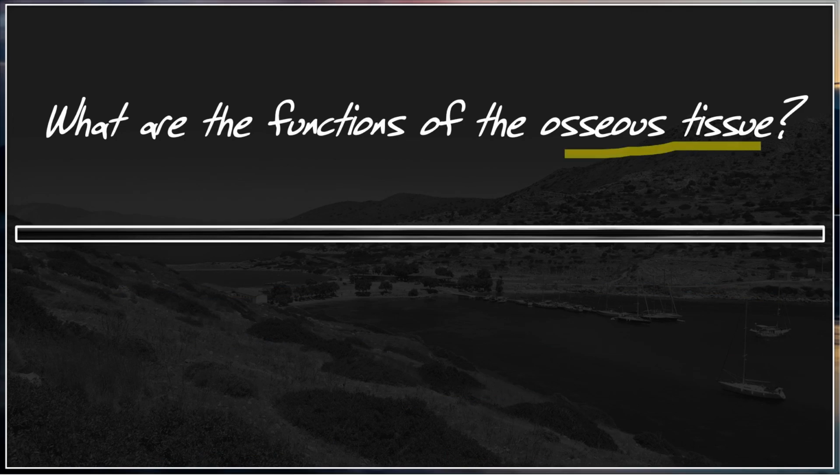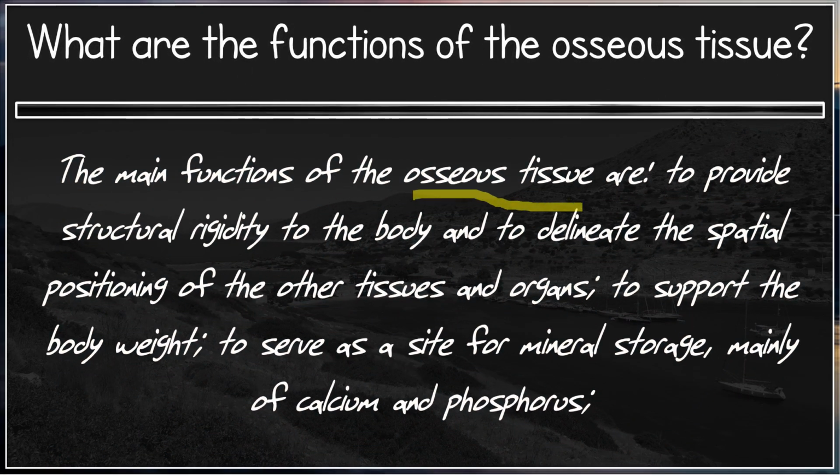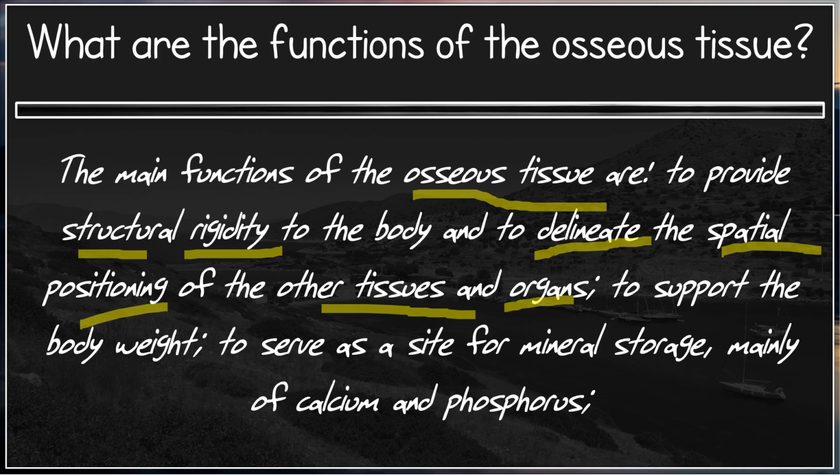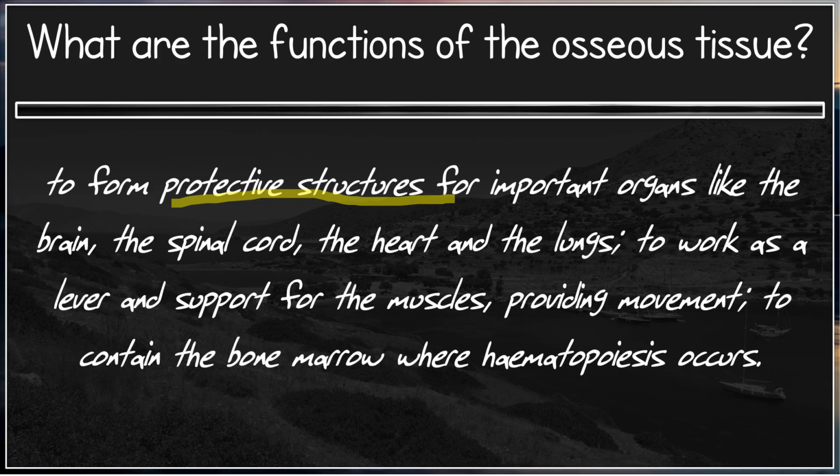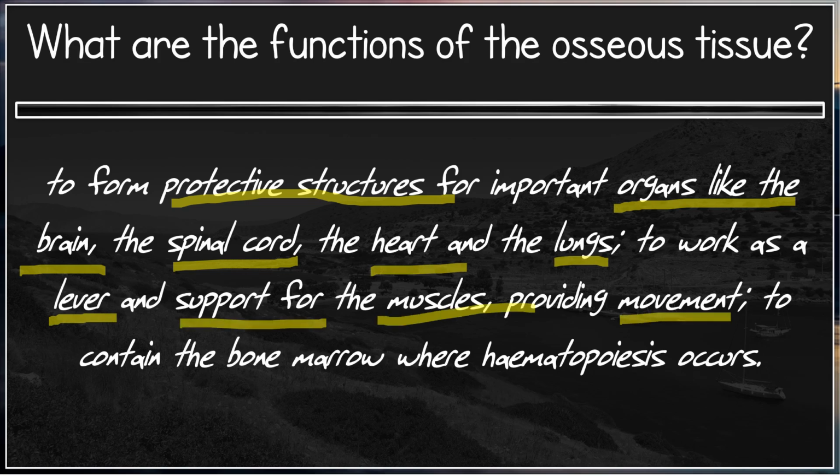What is the function of the osseous tissue? The main functions of the osseous tissue are to provide structure and rigidity to the body, to delineate the spatial positioning of other tissues and organs, to support the body weight, to serve as a site for mineral storage, mainly calcium and phosphorus, to form protective structures for important organs like the brain, spinal cord, heart, and the lungs, to support the muscles, providing movement, and to house certain bone marrows where hematopoiesis occurs.